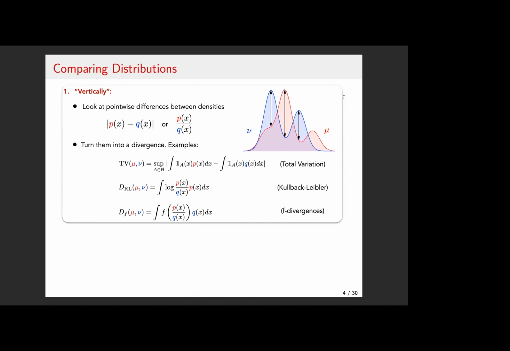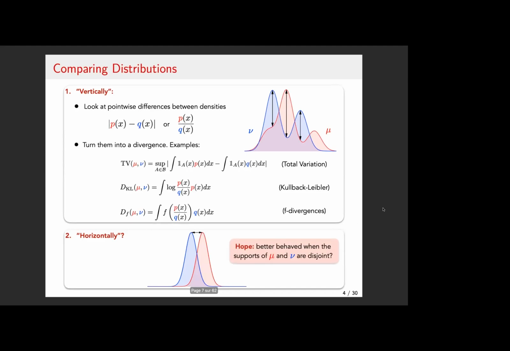The first way is to compare them vertically. So this is what we do when we use the most popular divergences between distributions, for instance, the total variation distance, the Kullback-Leibler divergence, and so on. So essentially what we do is at each location, we look at the difference between the densities or the ratio of the densities, and then we turn them into a divergence, okay? So if you look closely, you can see that total variation, Kullback-Leibler, and F-divergences in general, they all do that, okay? But what if we wanted to compare them horizontally, for instance, okay?